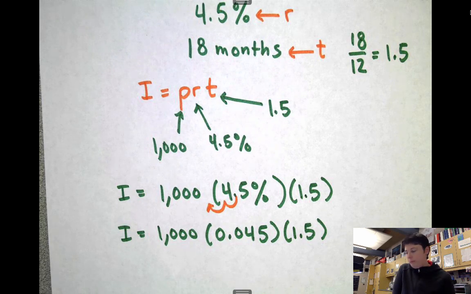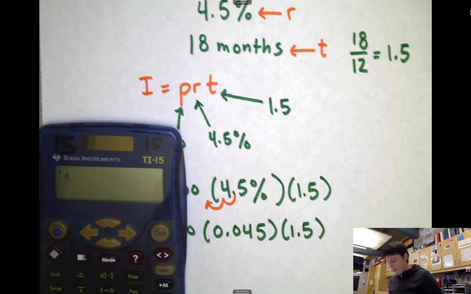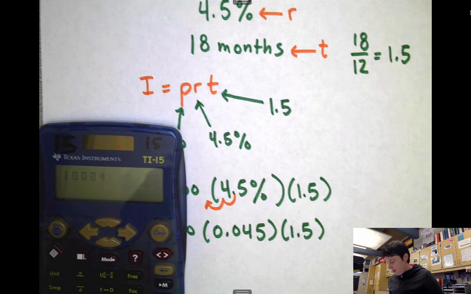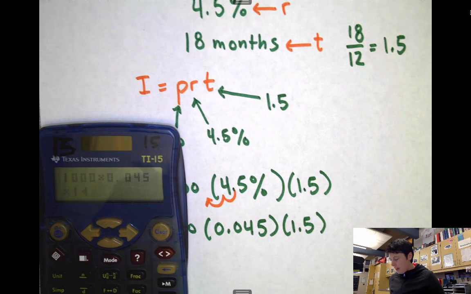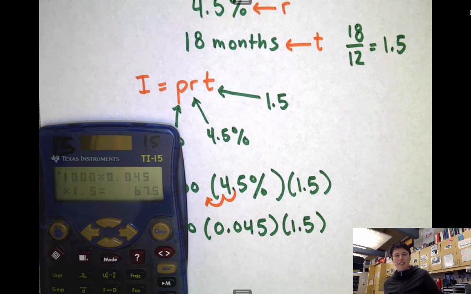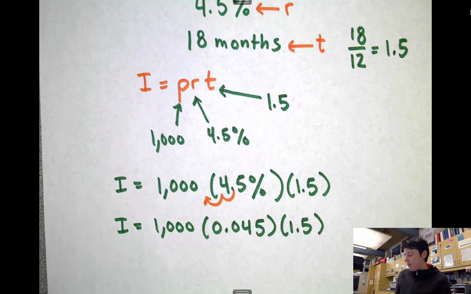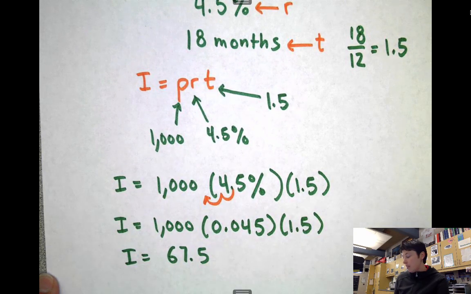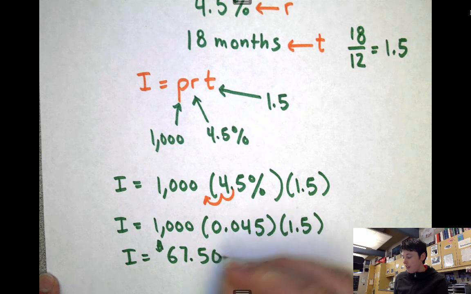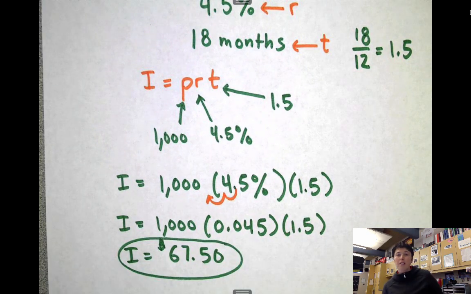So let's do it. Let's put this in and see what our calculations come out to. So we have $1,000 times 0.045 times 1.5. 67.5. So that means my answer is I equals 67.5. That means $67.50 of interest. So you put $1,000 in, you left it in the bank account, maybe you forgot about it even, didn't need it, and it earned $67.50 of interest. The bank paid you $67.50 to leave your money there.